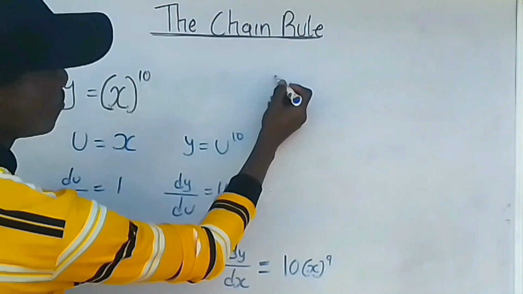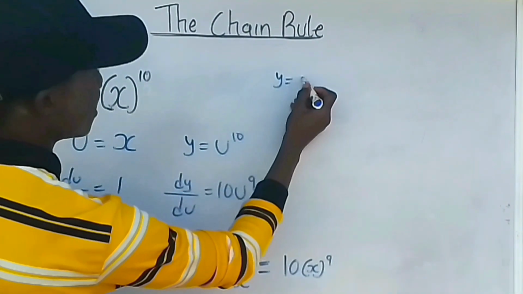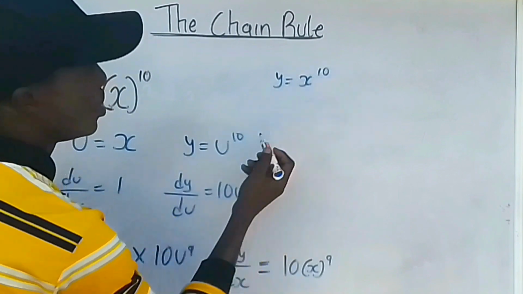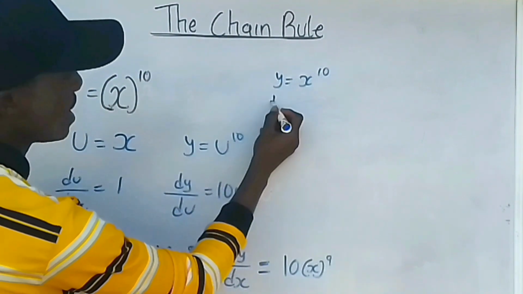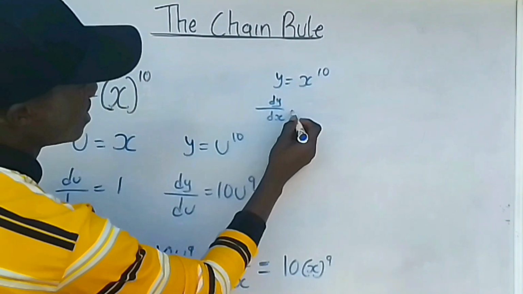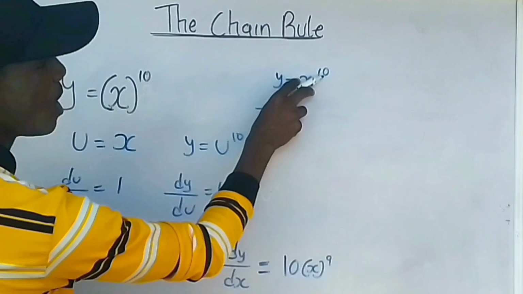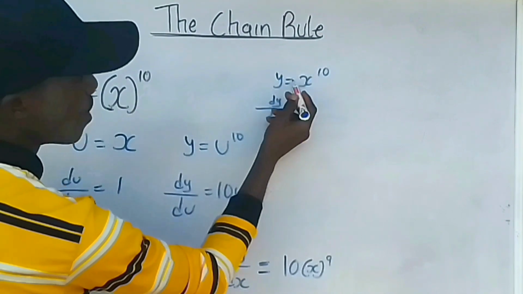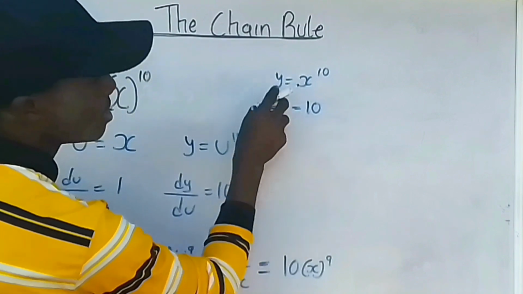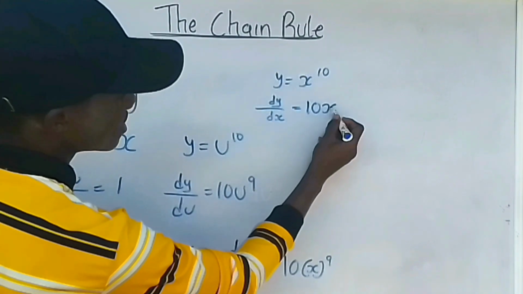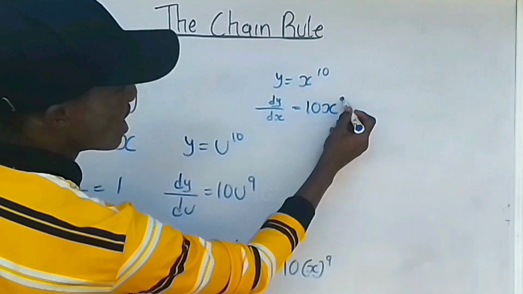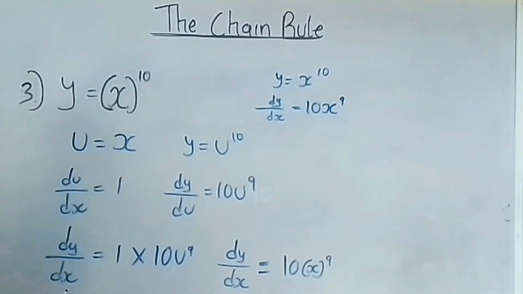Don't forget that if you are given y is equals to x raised to the power of 10, if we make use of the power rule, the dy/dx is equals to the power will multiply the coefficient, which is 1. That's why I'm going to have 10, and the power will reduce by 1. I'm going to have x raised to the power of 10 minus 1, that is 9. So have you seen, if you make use of the power rule, you are going to get the same answer if you make use of the chain rule of differential calculus.